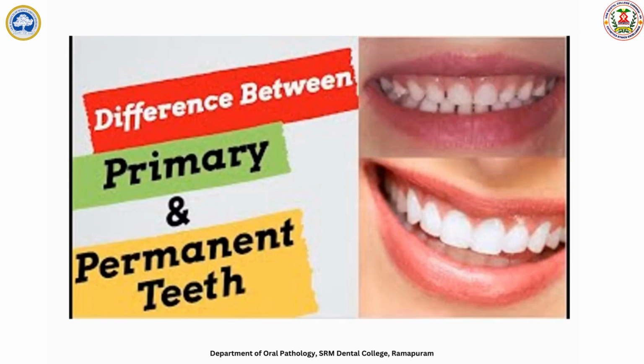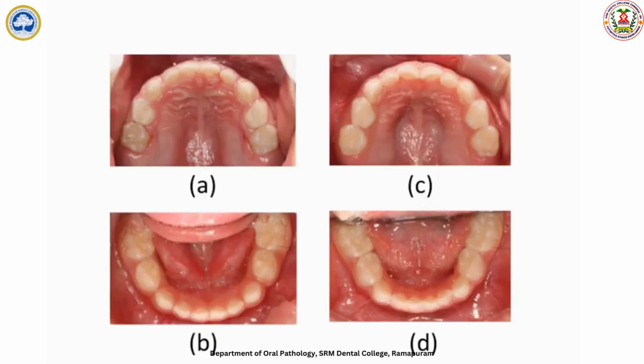We will be discussing the differences between the primary and the permanent dentition. Under general features, you have the number of teeth, dental formula, the size of the teeth, the color of the teeth, the eruption and the root formation. All these will be discussed under the general features of the differences between primary and permanent teeth.